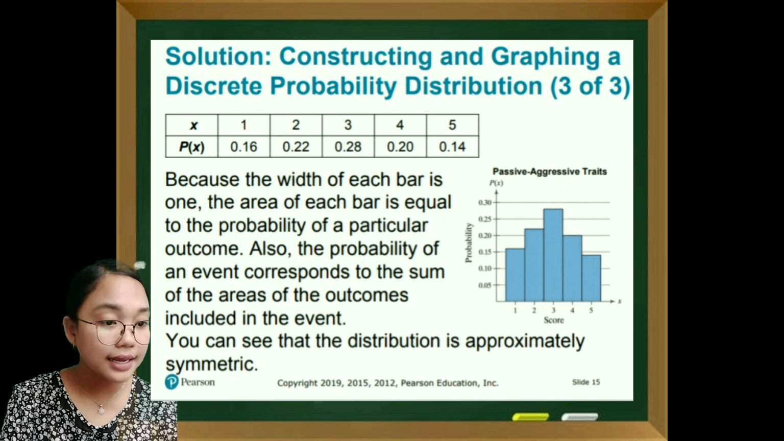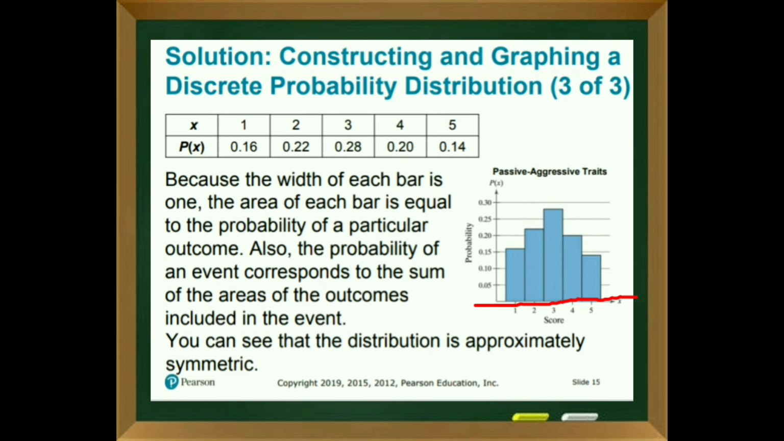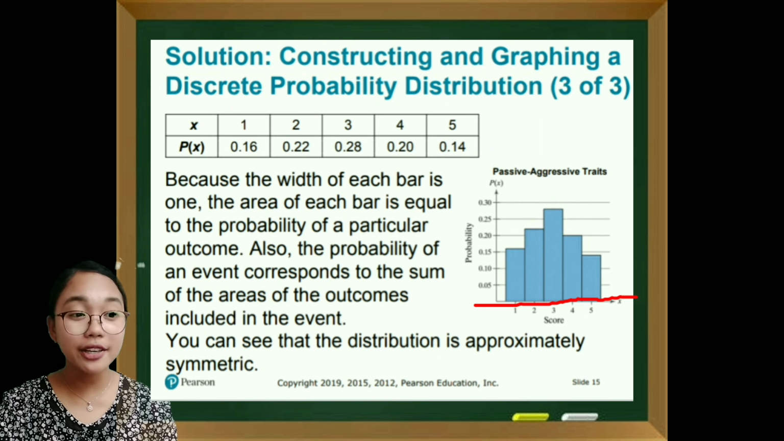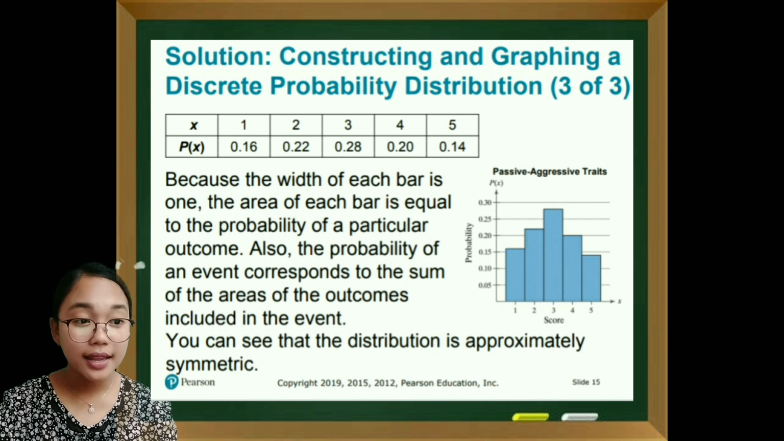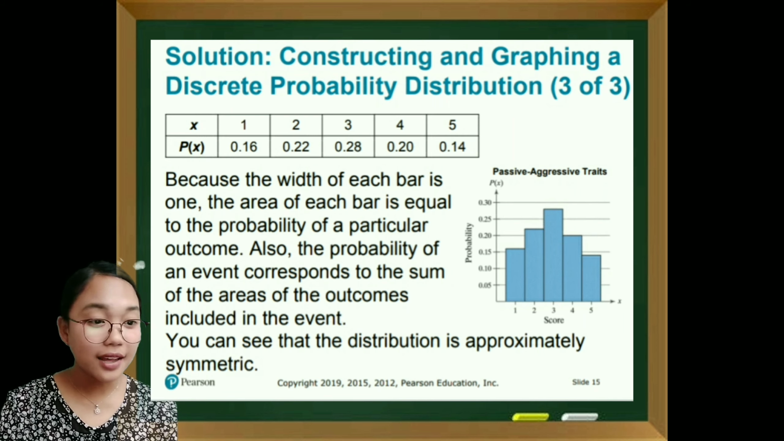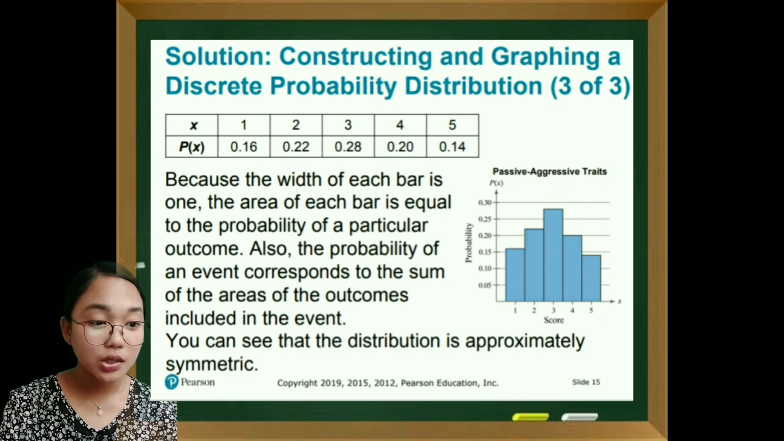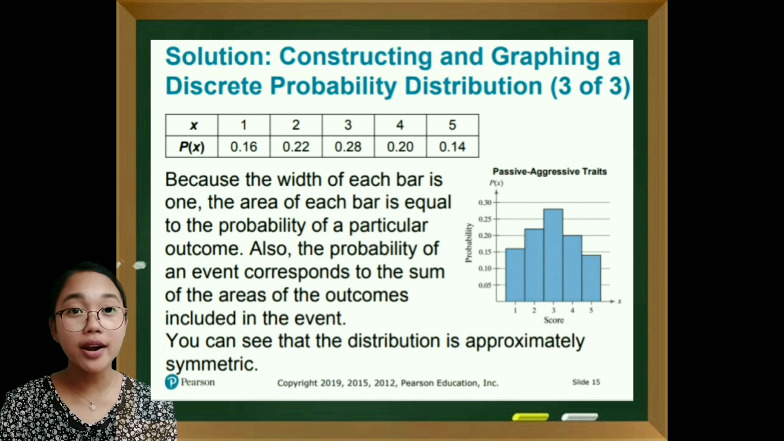So here, this is the histogram. We can see that the indicated neither trait, which is 3, is the highest. Second is the score of 2, followed by 4, 1, and 5.